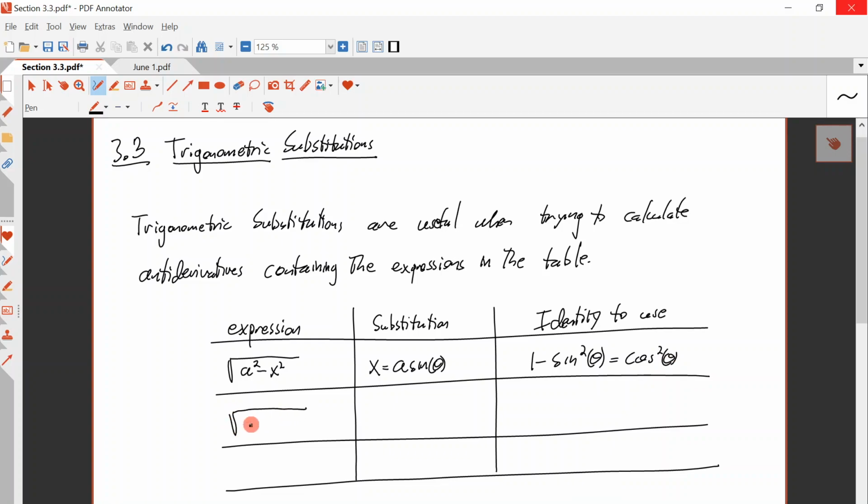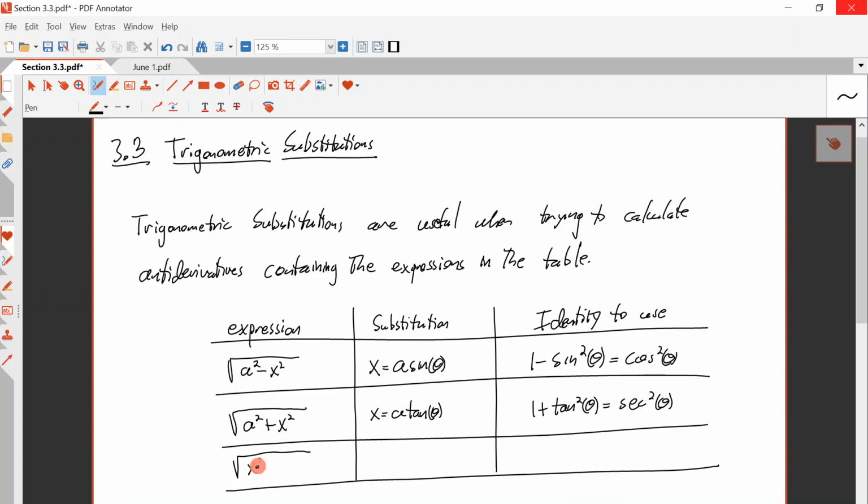Also the expression a squared plus x squared inside a square root, or maybe not inside a square root, but typically used with square roots. You can use the substitution x equals a tangent theta, in which case you want to use the identity 1 plus tangent squared theta is secant squared theta.